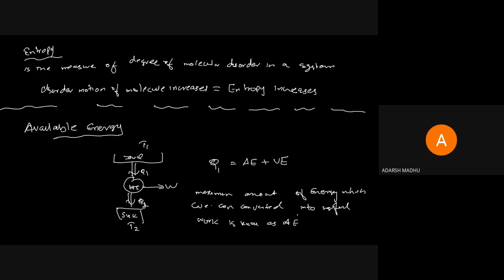So available energy and availability are theoretically the same. Available energy is the maximum amount of energy, and availability is the maximum amount of work obtained. Available energy is Q1, the maximum amount of energy that we can convert into work, and availability is the maximum amount of work obtained.